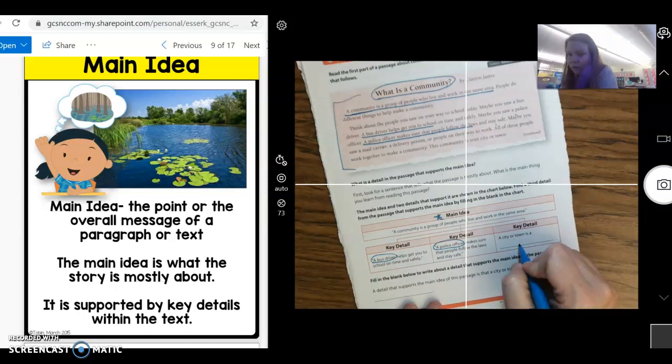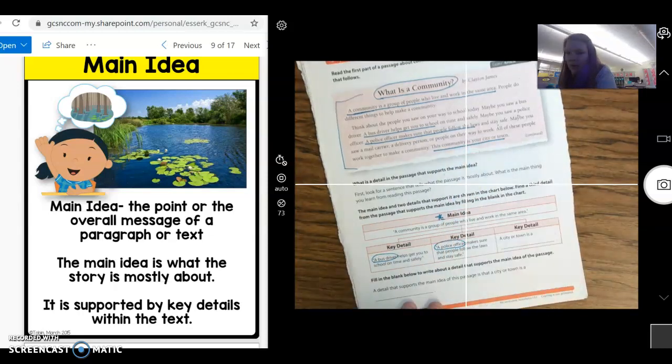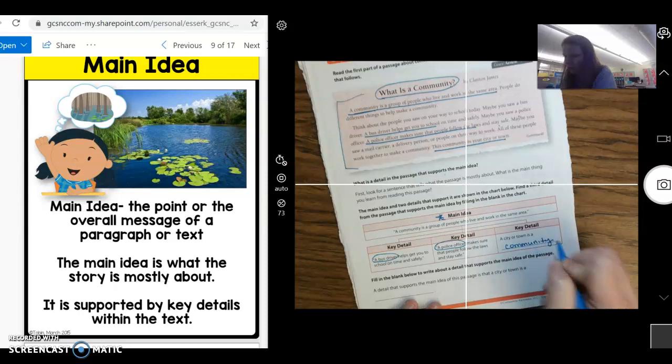So did you write the word community here? Because right here it says, this community is your city or town. So a city or town is a, you should have written community here. If you didn't, Miss Esther wants you to change it.